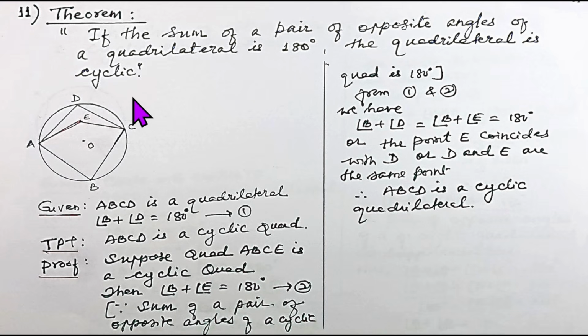So let us try to prove this property. Now we are given ABCD is a quadrilateral, angle B plus angle D is 180. Now we have to prove that ABCD is cyclic.